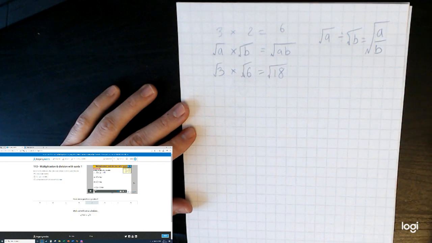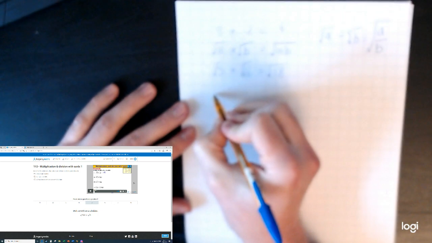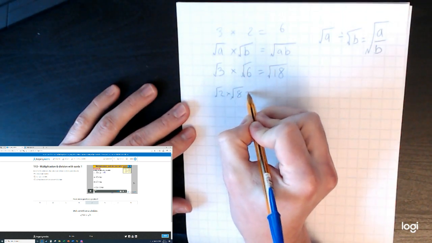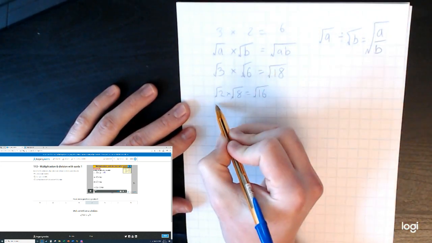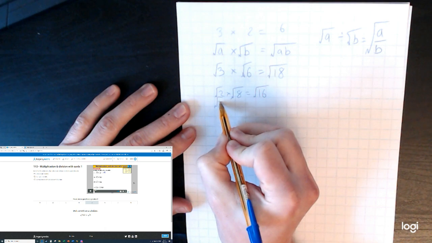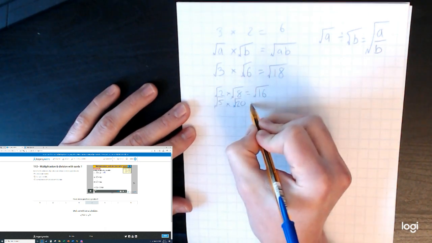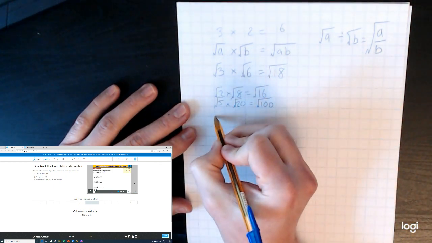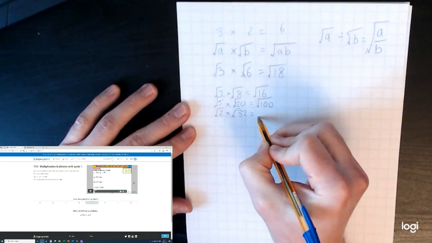So the examples on the board at the moment, I say on the board, you know what I mean, are root 2 times root 8, and 2 times 8 is 16, so it's root 16. The next one down, root 5 times root 20, 5 times 20 is 100, so root 100. We keep going down, we get root 2 times root 32. Well, 2 times 32 is 64, so we get to root 64.